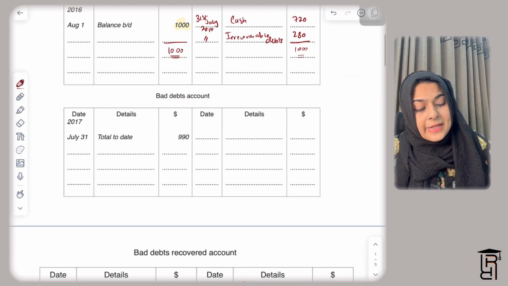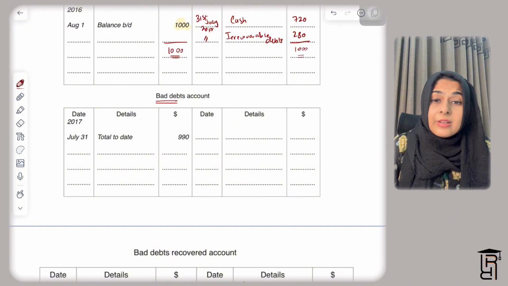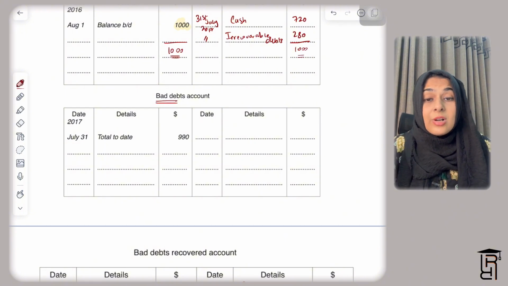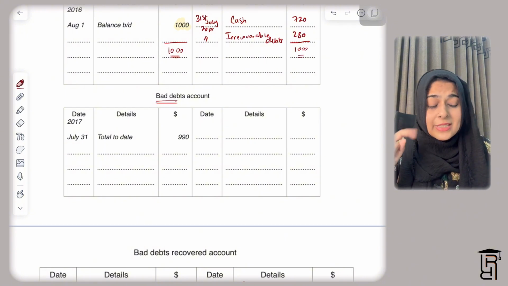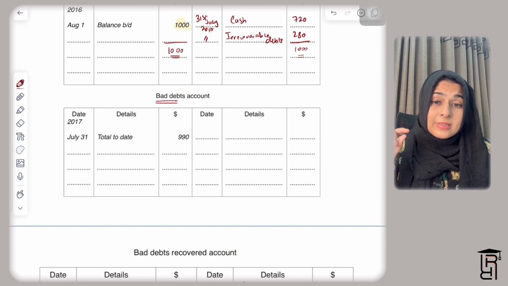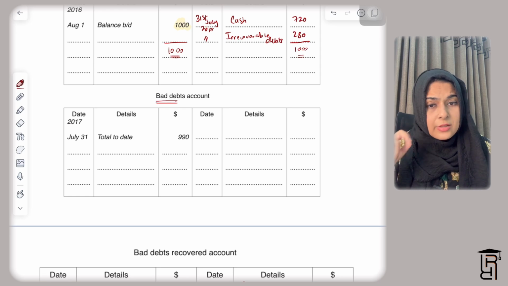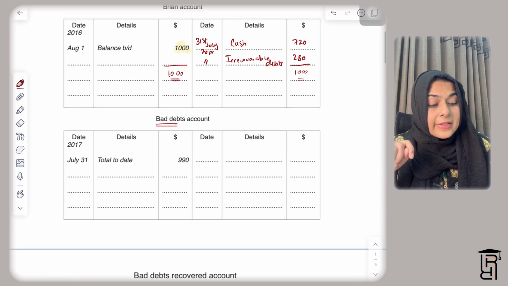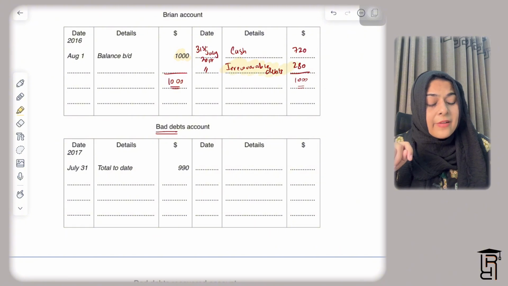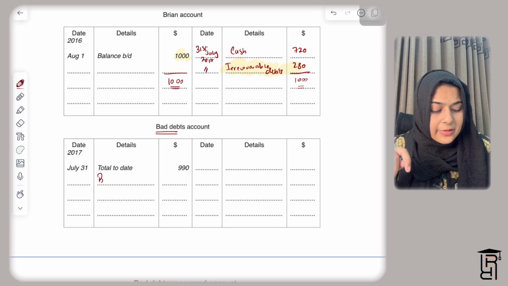Now the irrecoverable debts account. Previously irrecoverable debts was called bad debts. This is a 2017 paper, so that is why they've written bad debts. You will always see the word irrecoverable debts in your paper, not bad debts. Like here I have credited the account of Brian and I have written irrecoverable debts in the details. In the irrecoverable debts account, I will write Brian in the details.